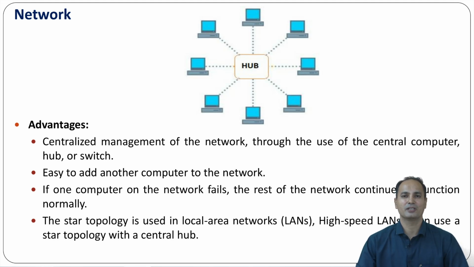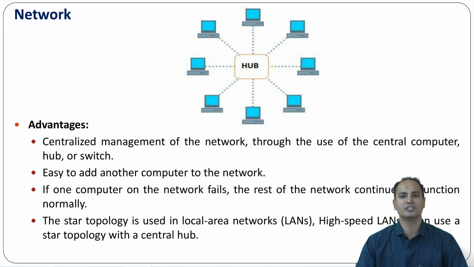Among them, the first is centralized management of the network through the use of a central computer, hub or switch. It is easy to add another computer to the network. If one computer on the network fails, the rest of the network continues to function. That means if one system fails, it will not affect the overall functioning of the network. At the same time, adding an extra device will not interrupt the communications of the network.